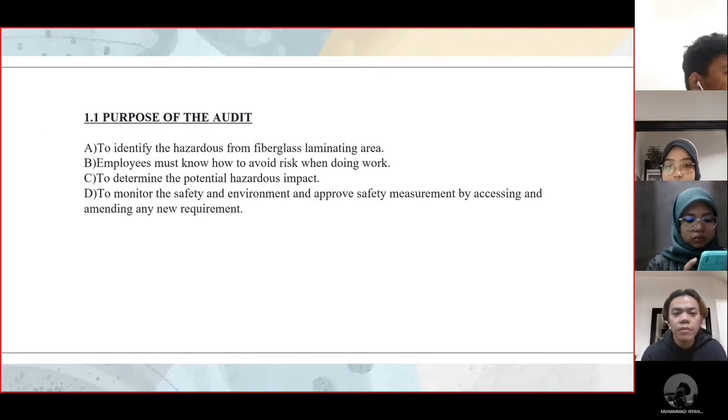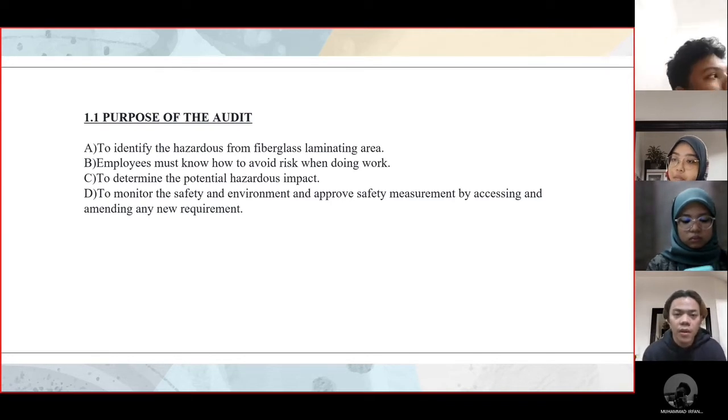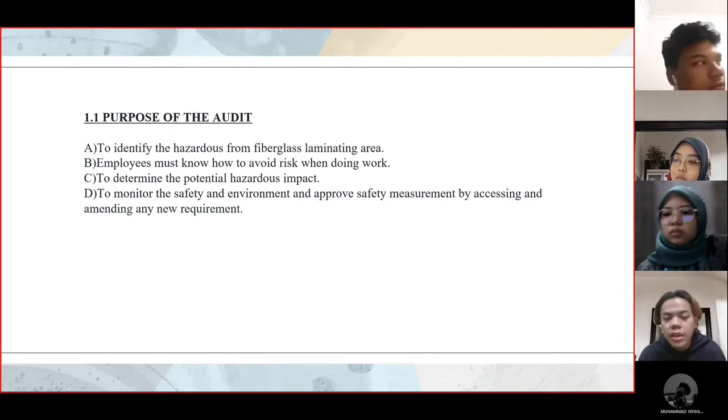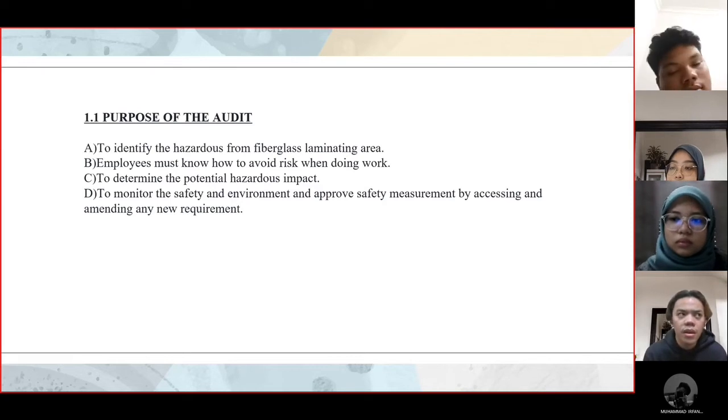1.3, purpose of the audit. A, to identify the hazards from the fiberglass laminating area. B, employees must know how to avoid risk when doing the work. C, to determine the potential hazardous impact. And D, to monitor the safety and environment and approve safety measures by assessing and amending any new requirement.